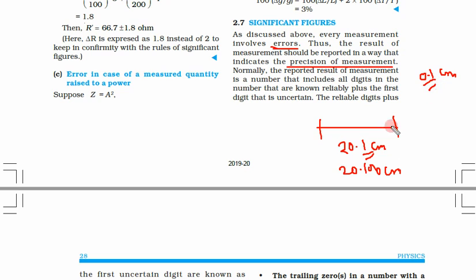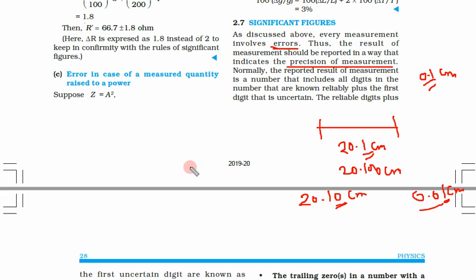because this last digit is the least count. Suppose the same measurement we do with vernier calipers. With vernier calipers, the least count is 0.01 centimeter and we are measuring the same distance, then we will report it like 20.10 centimeter, because our measurement is accurate till the second digit of decimal. So that's why we are writing the second digit.